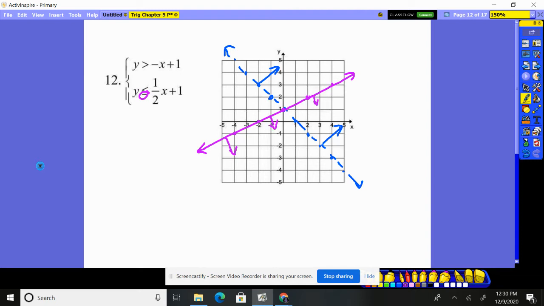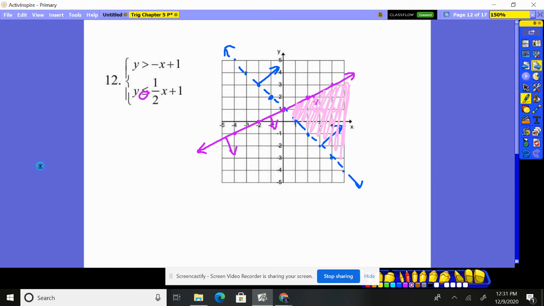So if I'm shading above the blue and below the purple there, this beautiful little pink, these points right here and here and here and here, those are the ones that will make both the equations true. It'll make the first one and the second one true. And that's what we're looking for.